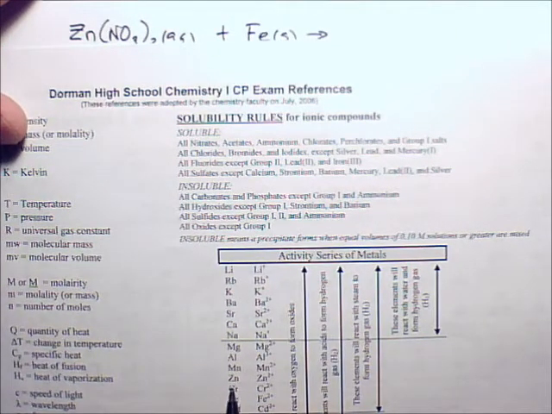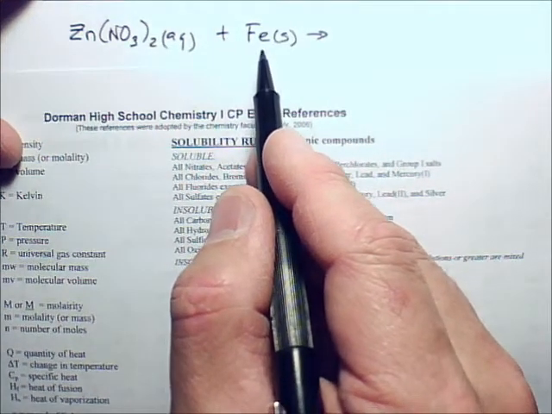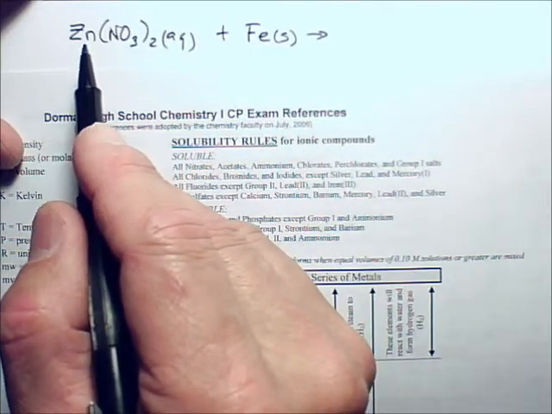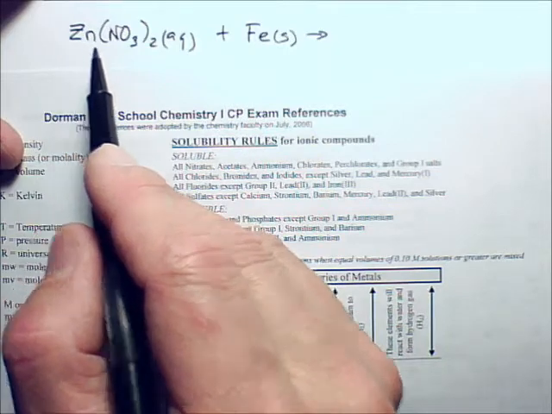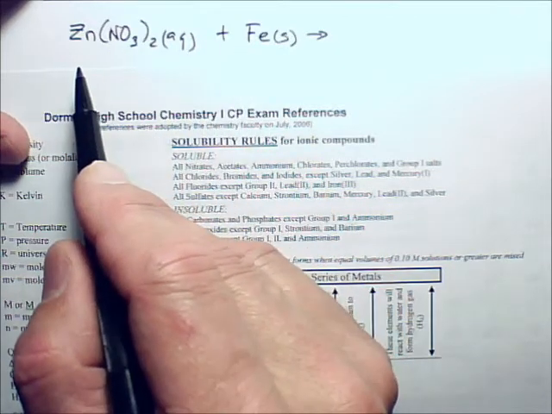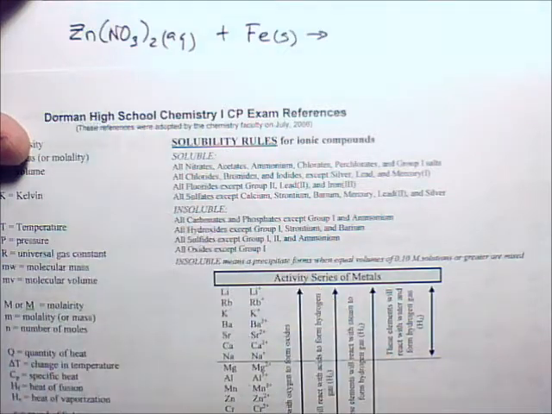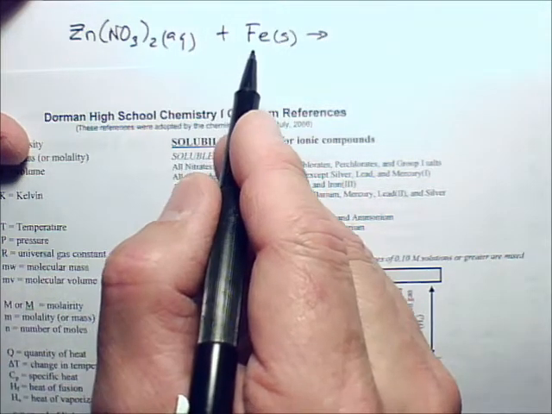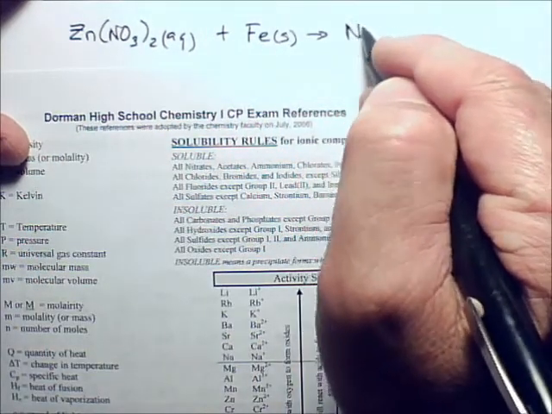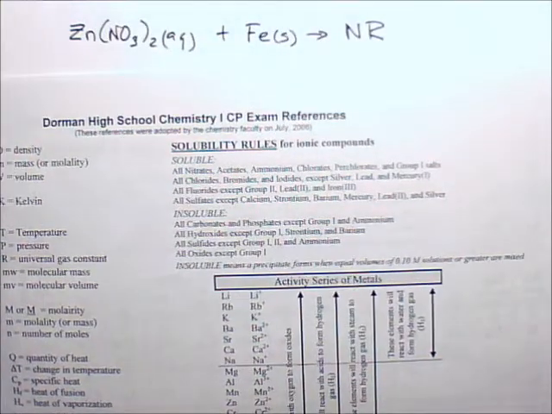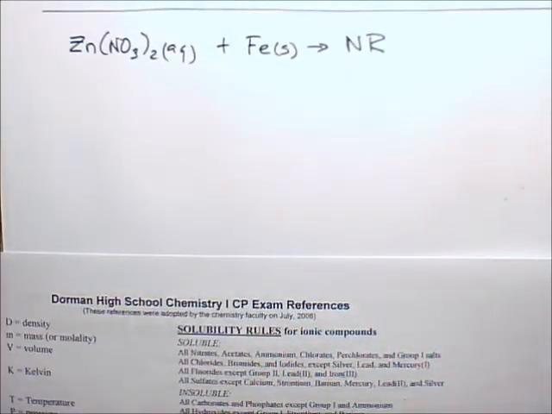Here's zinc, and iron is right here. So in order for iron to displace the zinc in a compound, the iron has to be higher on the activity series. Is iron higher on the activity series? No. So therefore it doesn't displace zinc, and there is no reaction. And that's all you do.